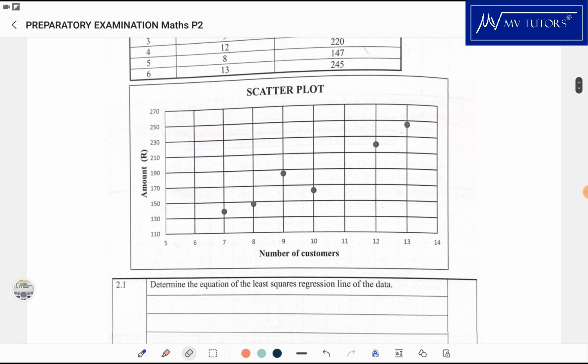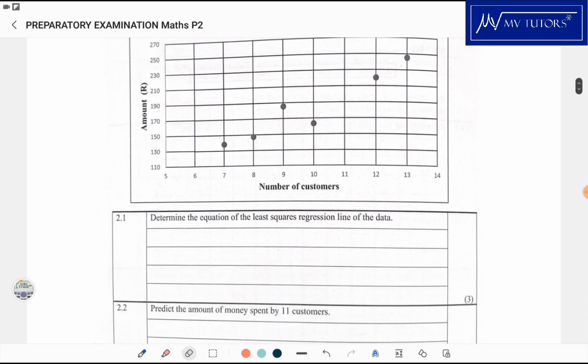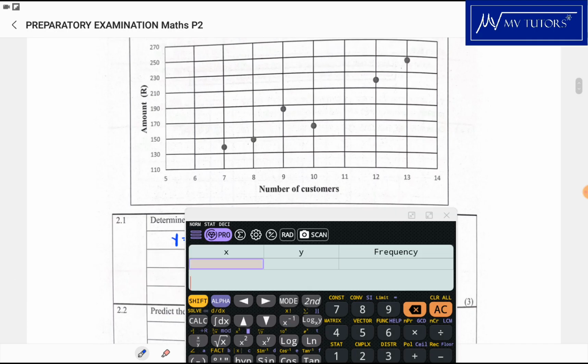Now let's see what the calculations require. 2.1 says, determine the equation of the least squares regression line of the data. That would be y is equal to a plus bx. On your calculators, especially if you're using Casio, you're going to go to mode 3, and then you click on y is equal to a plus bx, which is the bivariate data, not 1-var, which is just the single variance.